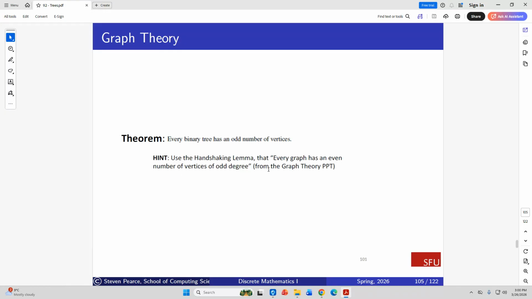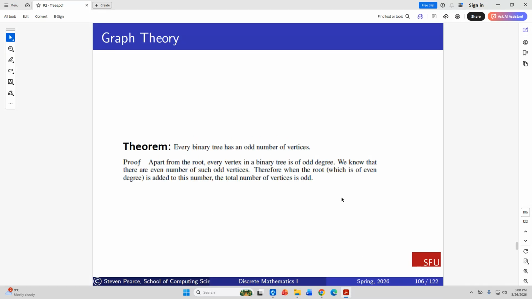Here, use the handshake lemma. Every graph has an even number of vertices of odd degree. Okay, so apart from the root, every vertex in a binary tree is of odd degree. We know that there are an even number of such odd vertices. Therefore, when the root, which is of even degree, is added to this number, the total number of vertices is odd.